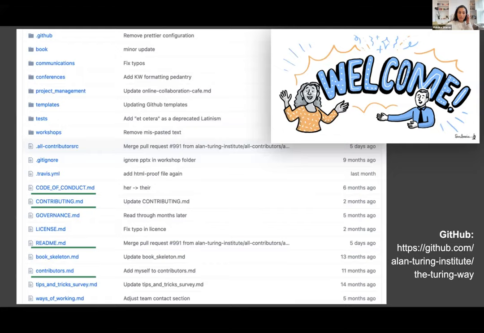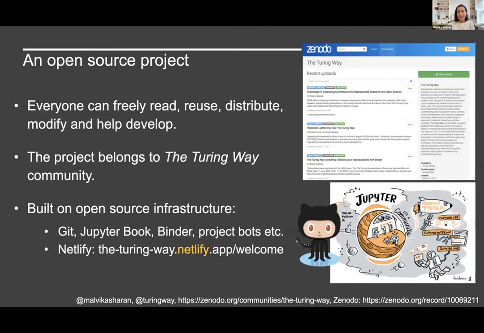Just to give a shout out to some of the resources that we use a lot, of course, thanks to Zenodo infrastructure maintainers who allow us persistent identifiers. So all the things that we are sharing with the community can be centralized in one location. We are using, of course, Git, JupyterBook, Binder, and different kinds of bots in order to make our resources useful and welcoming and accessible. We are also hosting the book itself on Netlify.